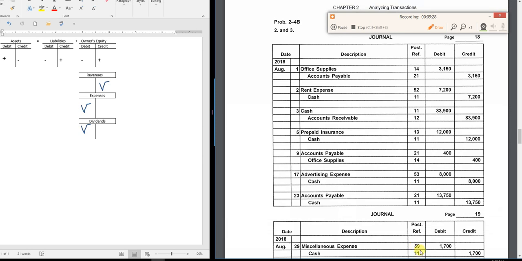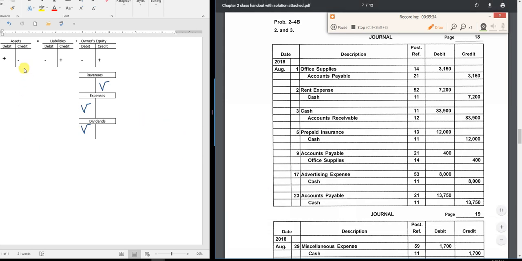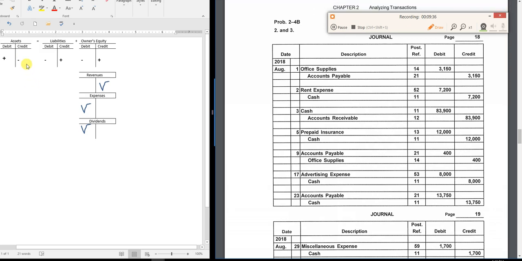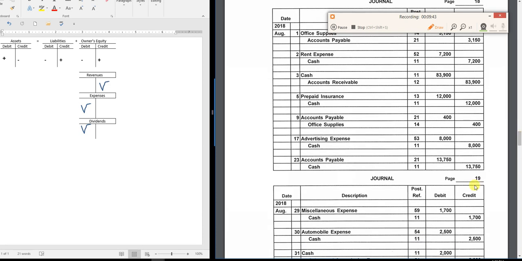Next one, paid automobile expense, including rental charges for an automobile of $2,500. Keyword is paid, so cash is going down, so I credit cash. And what did I pay? I paid auto expenses, so I'm going to debit automobile expense and credit cash.